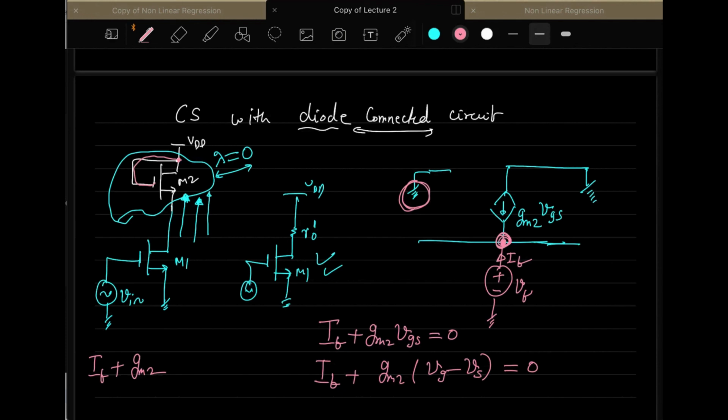Oh, sorry, and one more thing here. You have a short between these two also, because the gate is connected to the drain. That's why it is grounded here. So when VG is 0, it is 0 here. What is VS? VS is VT, and VG is equal to 0. So what is VT over IT? It is 1 by gm2.